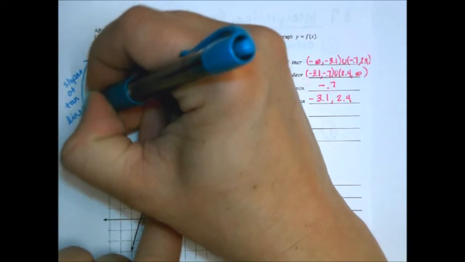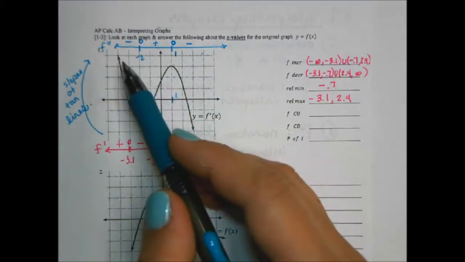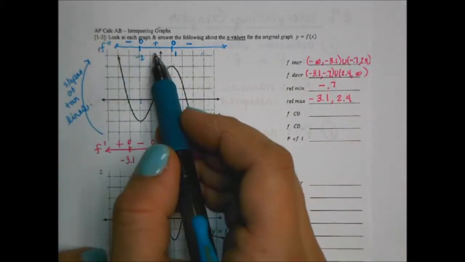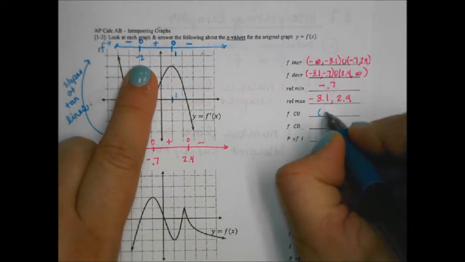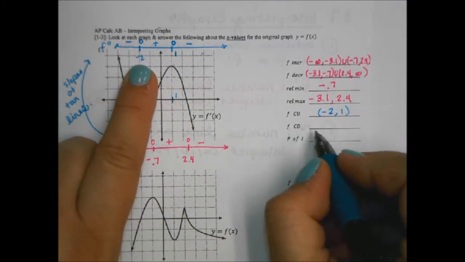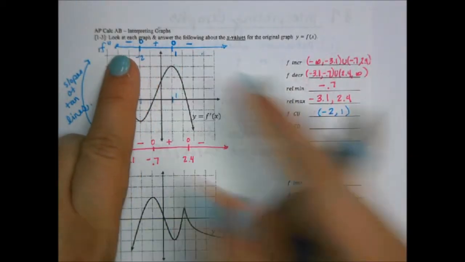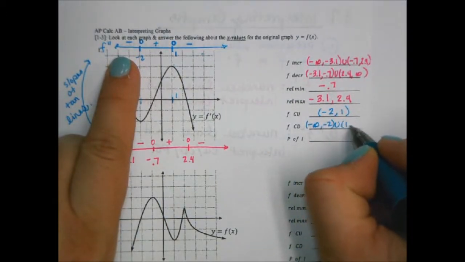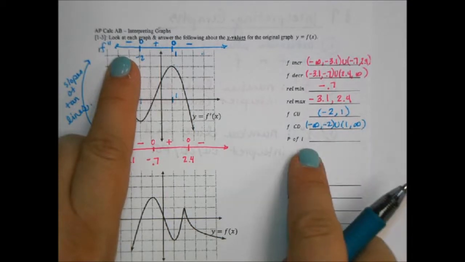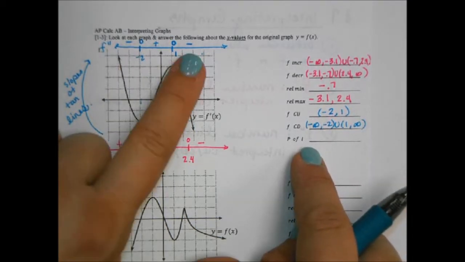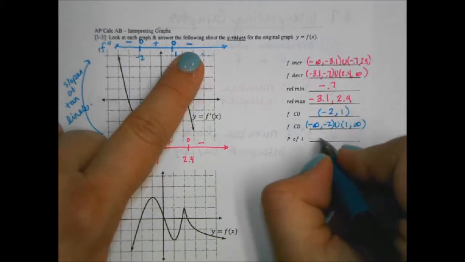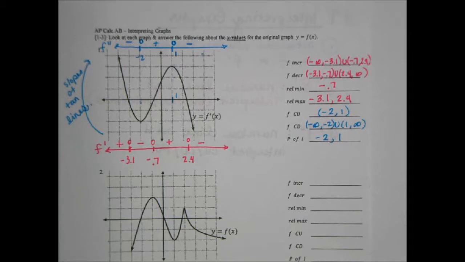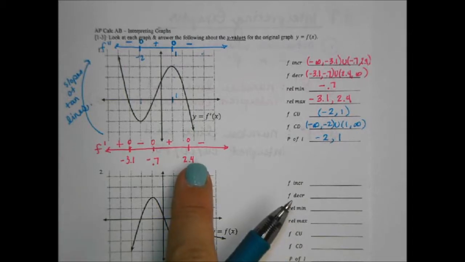All right, so now we interpret our second derivative for our function. F is concave up when the second derivative is positive, negative 2 to 1. F is concave down when my second derivative is negative. Any points of inflection occur whenever I have a change in concavity, so at negative 2 and 1. Okay, so that's how we do our interpretation when we're starting with the derivative of a graph.